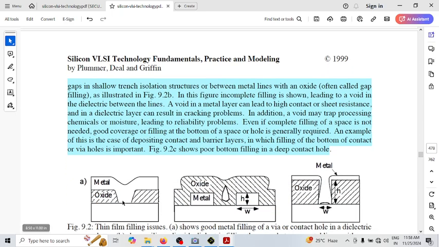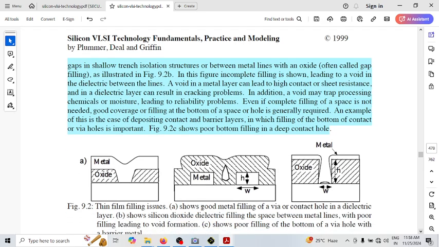Now you have a space here. This space needs to be filled with metal. So this is a perfect filling, showing a good filling in the via. So this is a via, and you can see it gets filled properly. This shows a good metal filling of a via or a contact hole in a dielectric layer. So this is a dielectric layer, and you're just filling this.